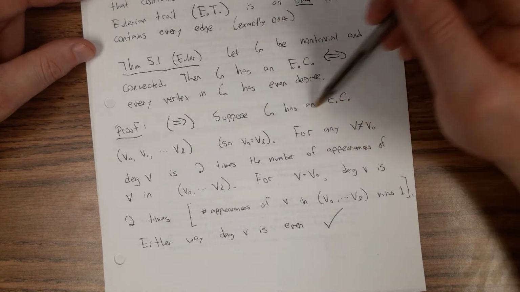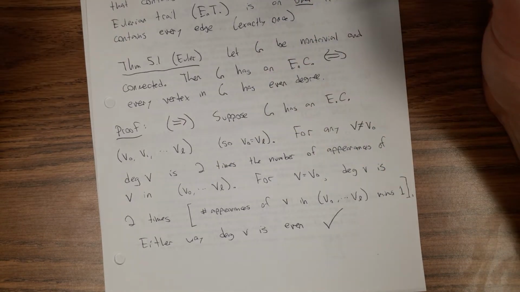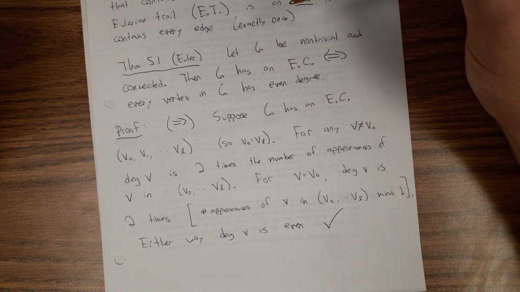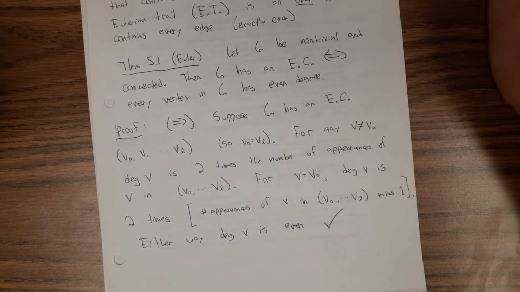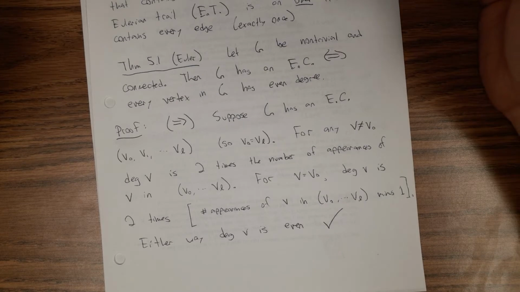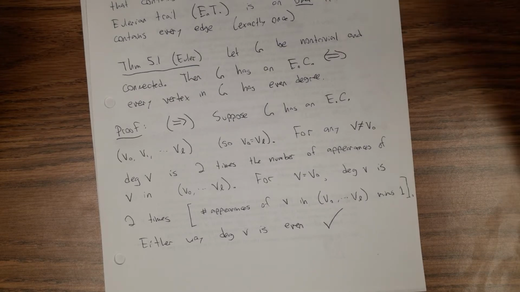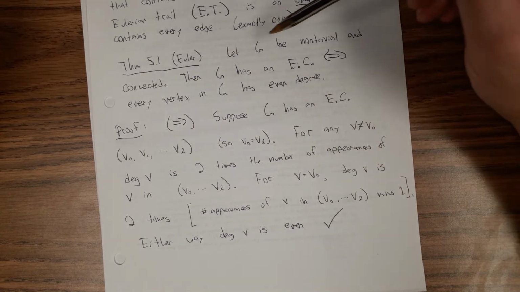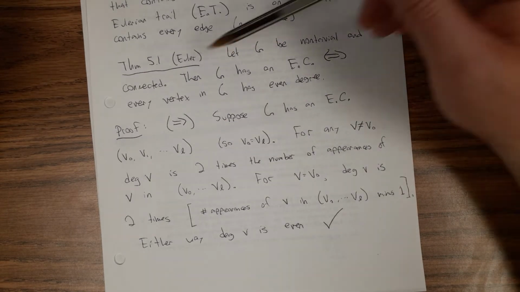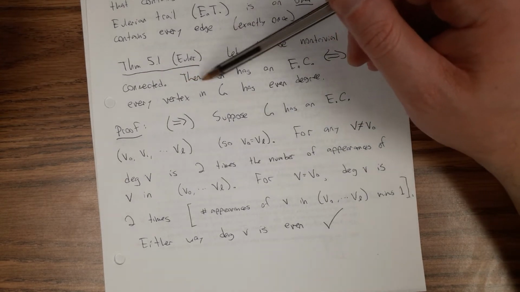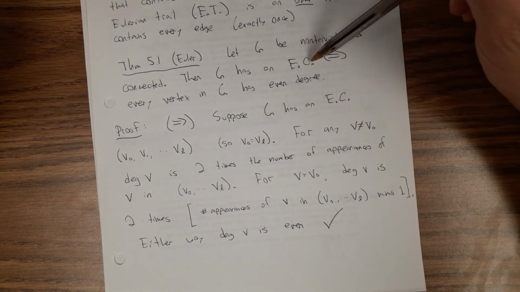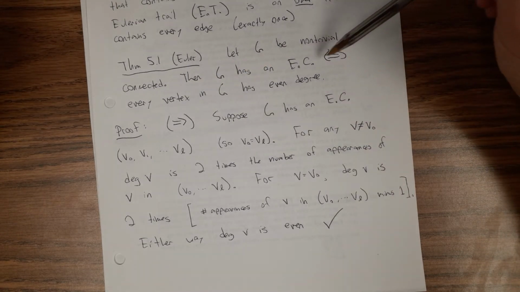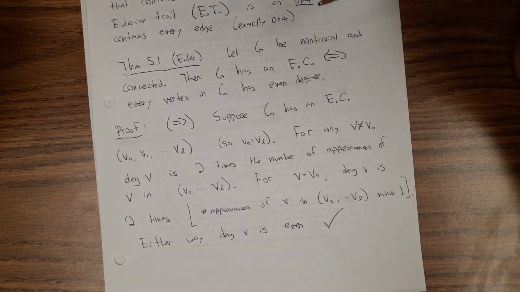So let's prove the forward direction, which we kind of talked about last time, but I'm going to state it in a slightly different way. It's all equivalent, but it seems like a different way. So let's prove the forward direction. That means that, first of all, I'm assuming that G is non-trivial and connected. Second of all, I'm assuming that G has an Eulerian circuit, and then I'm going to show that that implies every vertex has even degree.